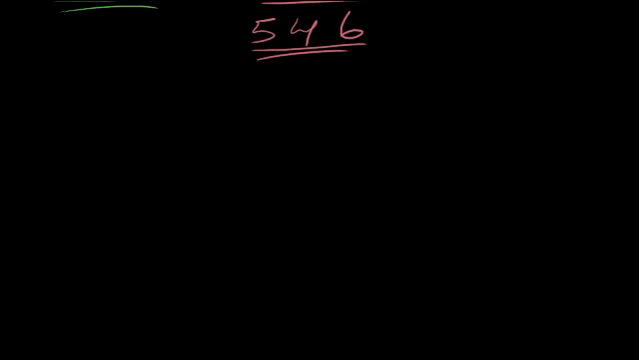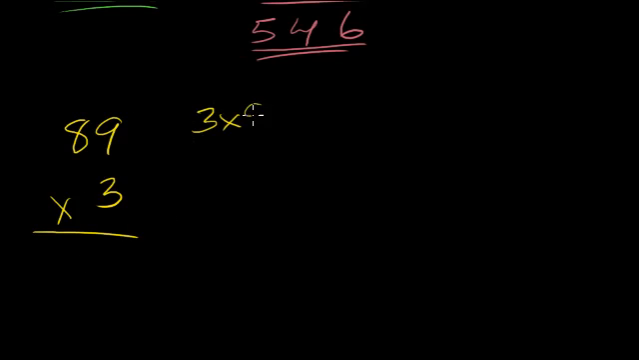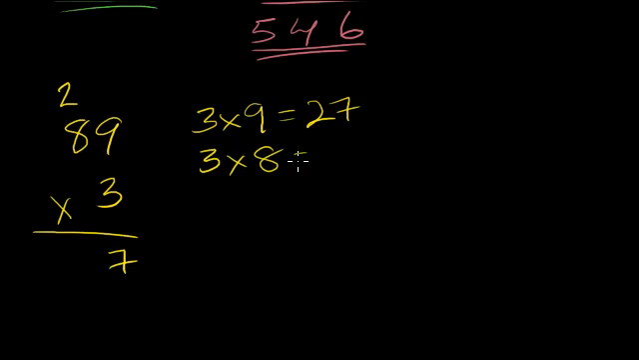Let's do a bunch more. I'm just going to do these until we all just collapse from multiplication fatigue. Let's do 89 times 3. What's 3 times 9? 3 times 9 is equal to 27. Put 7 in the ones place. Put the 2 up here in the tens place, because it's 20 plus 7. And then 3 times 8 is 24. But I have this 2 sitting up here, so I'm going to have to add 2. So I get 26.